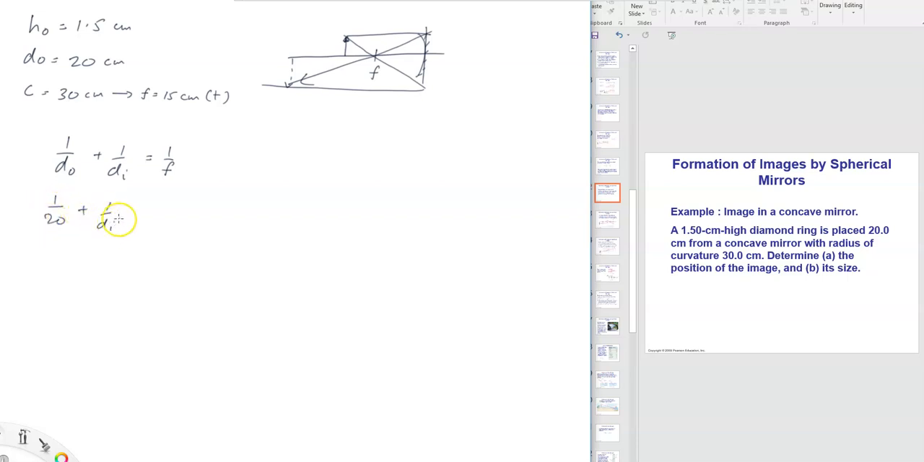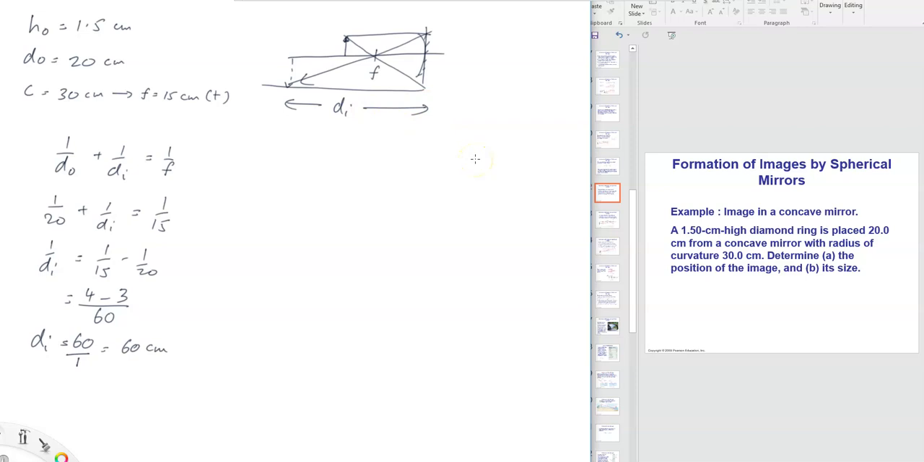(20 plus 1 over di plus 15, so 1 over di, 15 minus 1 over 20. Common denominator looks like 60. I think this is right. So di is 60 over 1, which is 60 centimeters. So yeah, it looks like it's going to be over here. So this di is 60 centimeters.